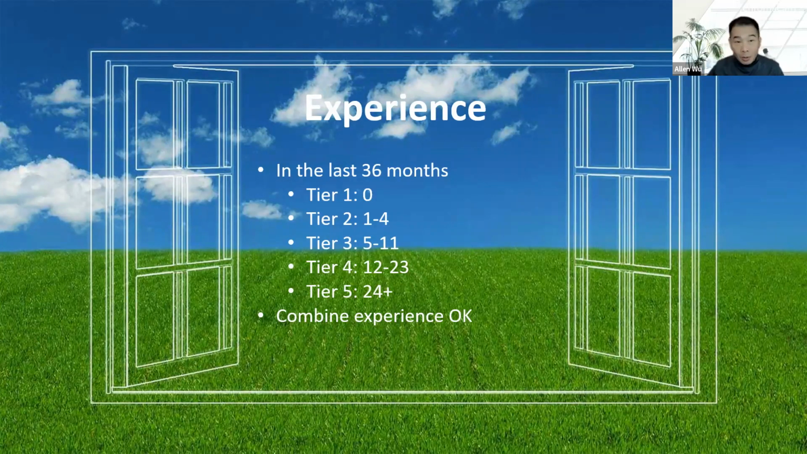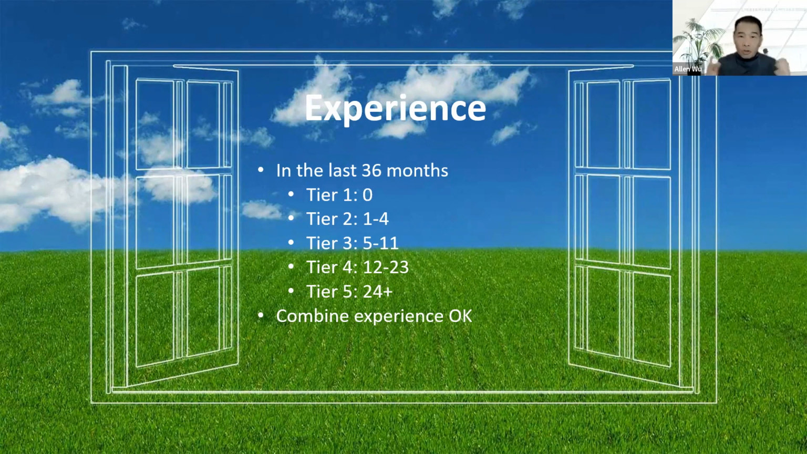But that is Tier 1, zero experience. Tier 2, 1 to 4 flips in the last 36 months. Tier 3, 5 to 11, so on and so forth. Now, the more flips that you have done, the better the rate and term would be. Now, also, we can use combined experience.